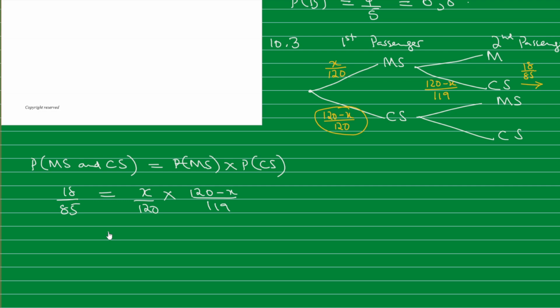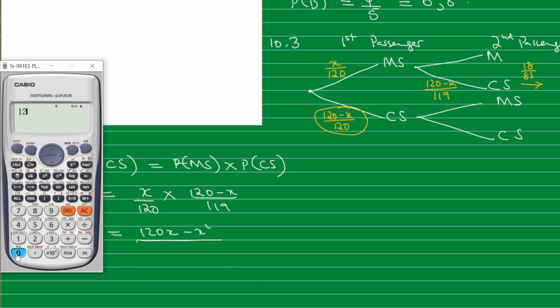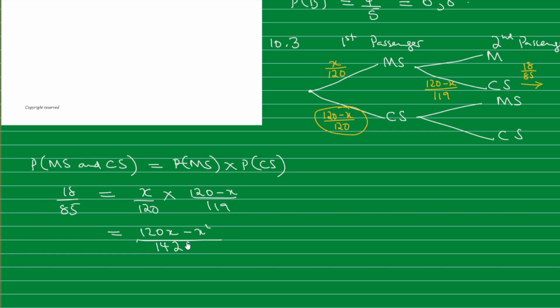Let's simplify the right side. So this is X multiplying that, so we are going to have 120X minus X squared, over the product of the denominators as well. Let's go to our calculator. 120 multiplied by 119 gives us 14,280. That is 14,280, and this should be equal to 18 over 85. We can cross multiply then. Let's bring it over here.